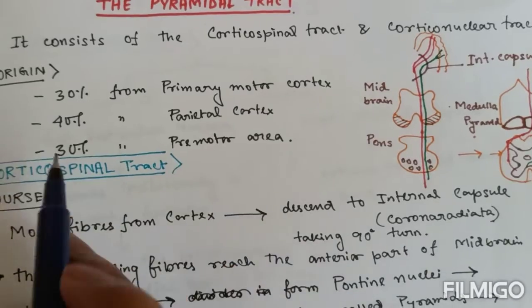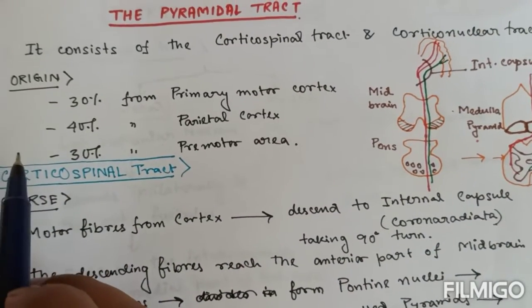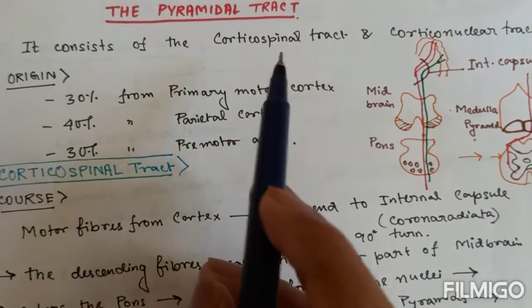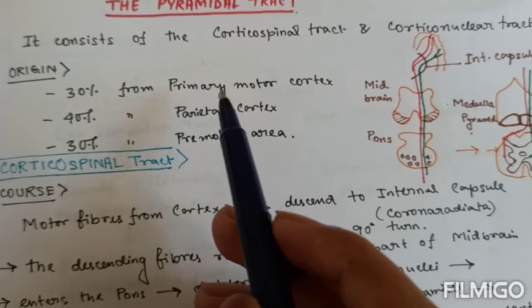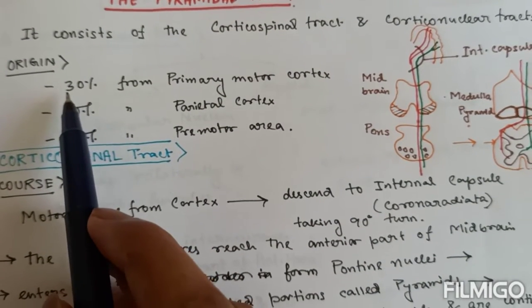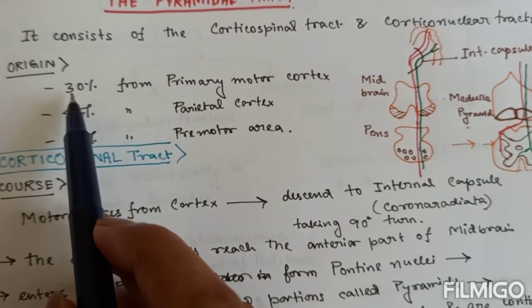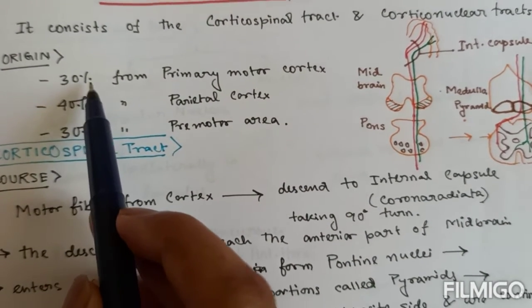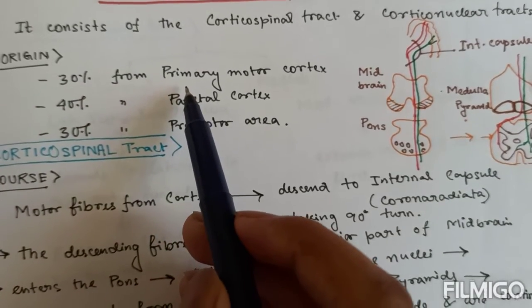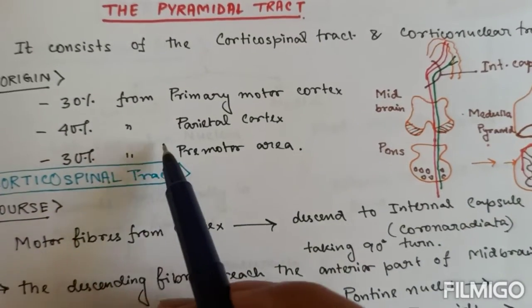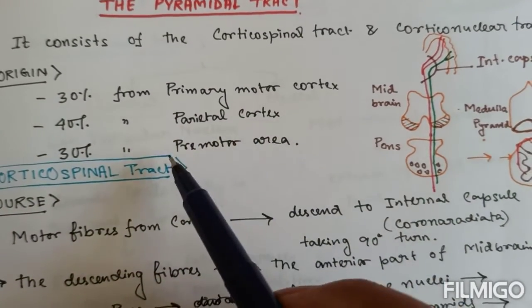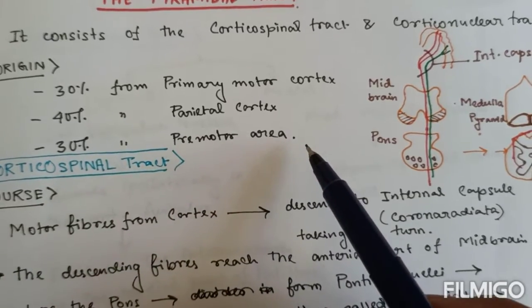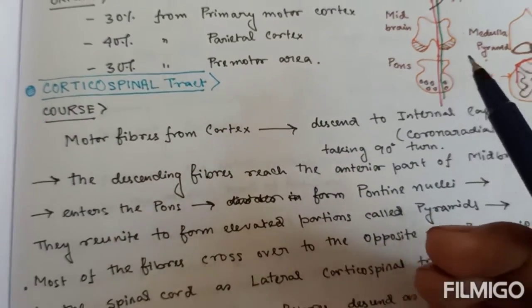So one by one, first we will talk about the origin of the corticospinal tract and corticonuclear tract. Both of these fibers arise from the cerebral cortex, 30% of them from the primary motor cortex, 40% from the parietal cortex, and 30% from the premotor area. Now the course.